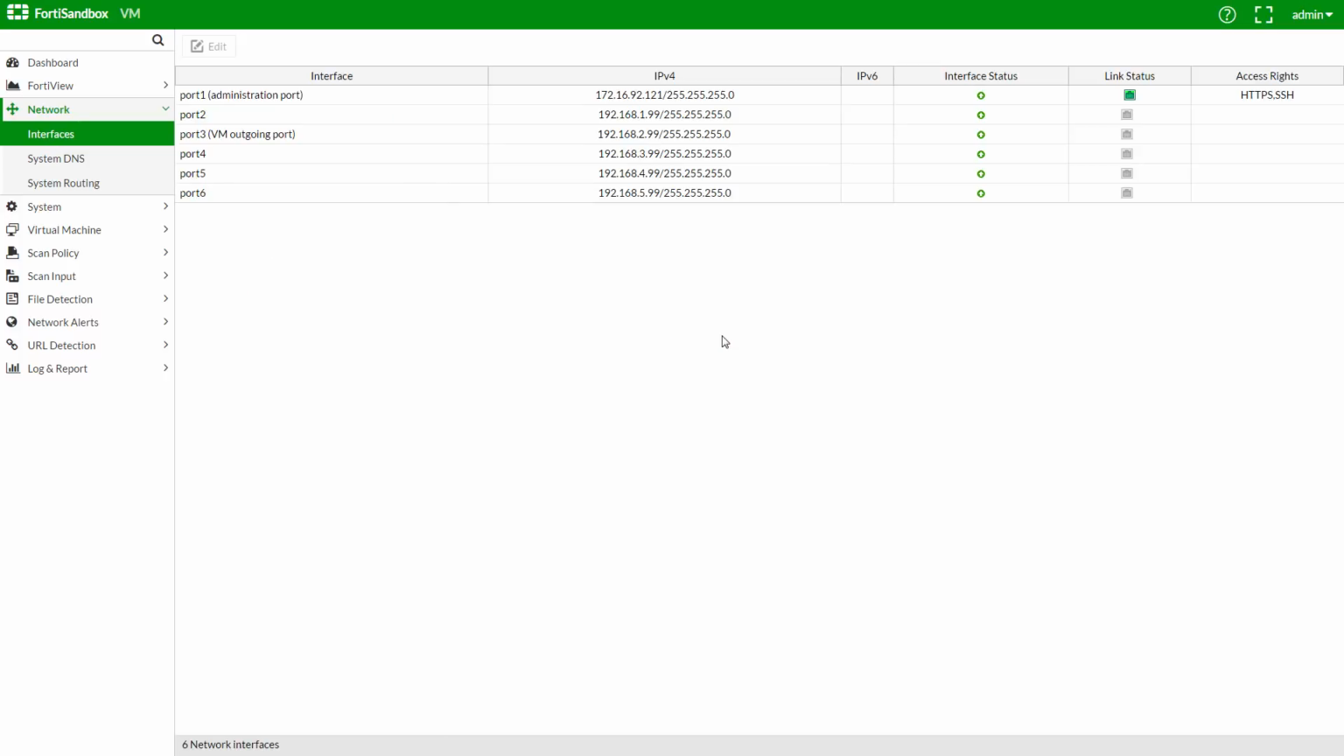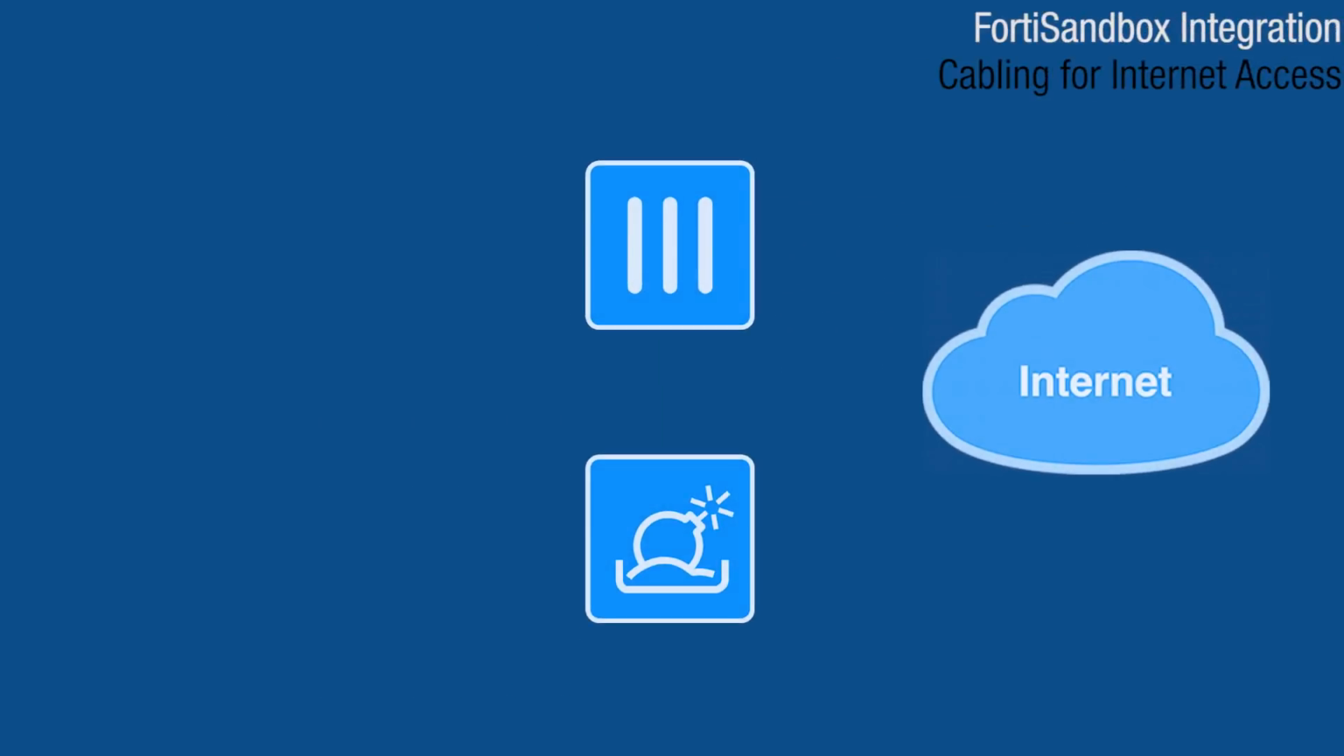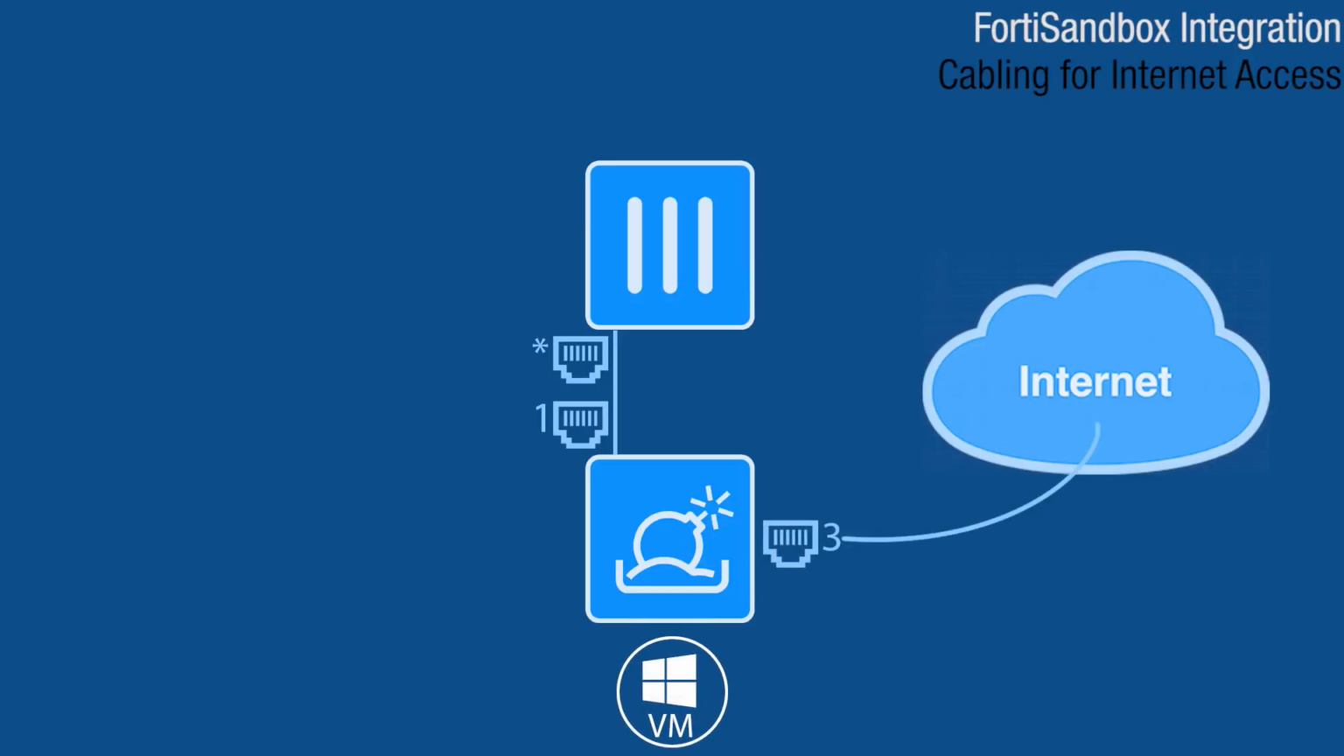Change your management machine back to your previous network settings or DHCP, and let's add the sandbox to our network. Connect the FortiSandbox to any switch interface port on the FortiGate. This will allow our VMs to download as well as be licensed. Connect port 3 to the internet.